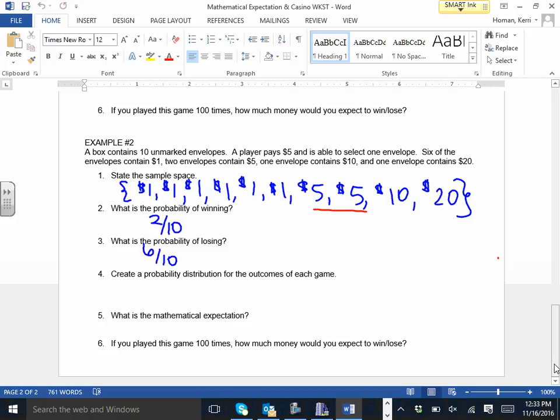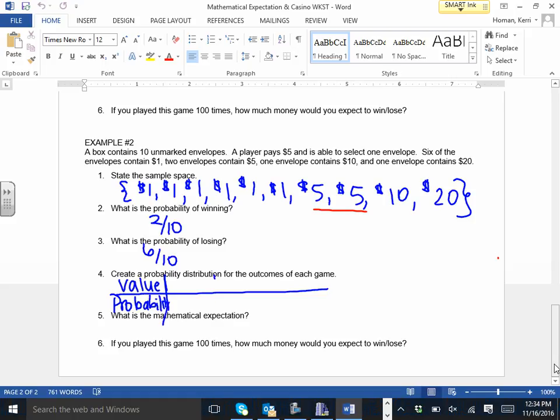Okay, so there are actually 4 different amounts of money that we could either win or lose or break even with. Since there's 4 different types of outcomes, we're going to have 4 different columns in our probability distribution. So we have value and probability.